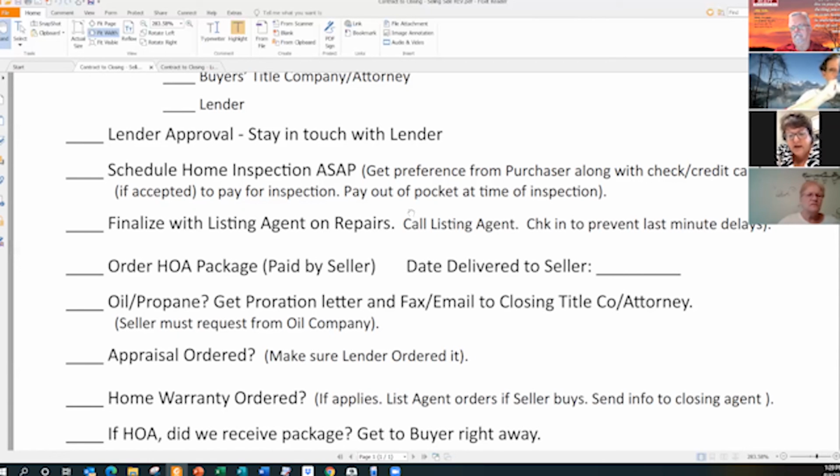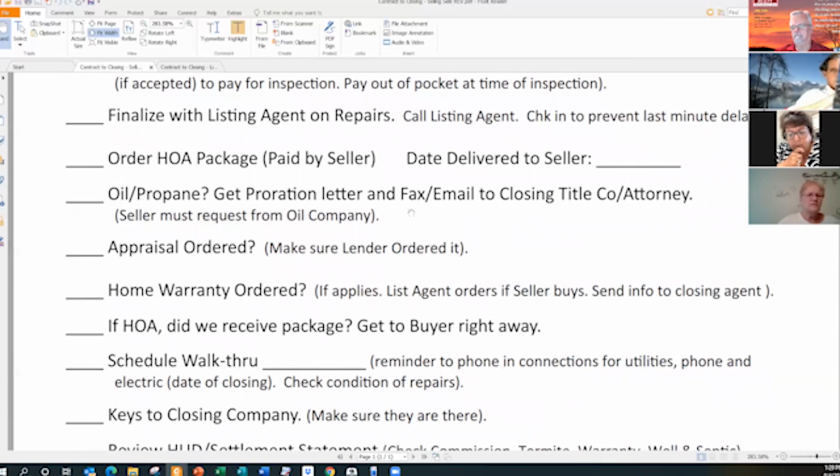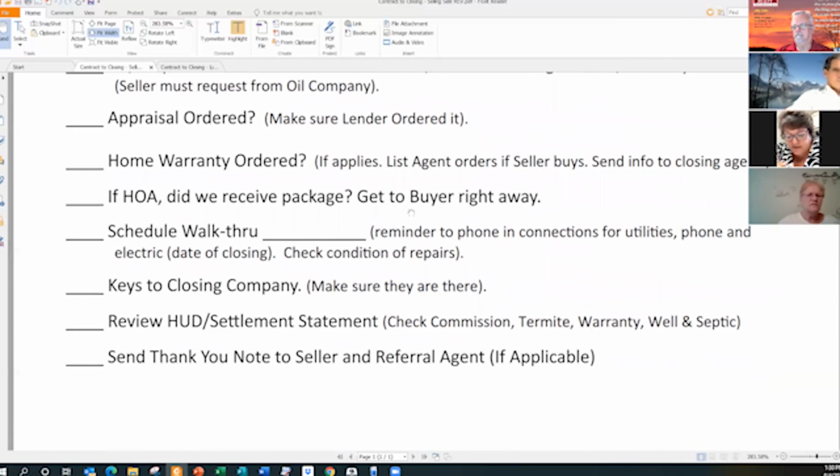We've already talked about the proration letter. Like I said, the seller usually takes care of getting that, but make sure your buyer's aware that that's something they're going to have to pay for. The appraisal, that's handled by the lender. Warranty, sometimes the buyer's agent has to handle the ordering, but that's the same process. Make note of when you get the package, get it to the buyer right away. Schedule the walkthrough, check up on repairs, then the rest is kind of the same.